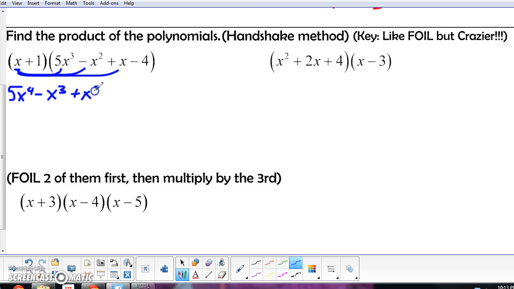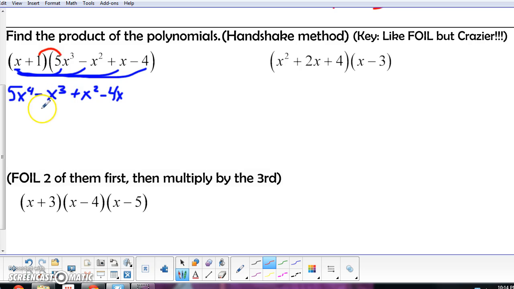And then, so I got to distribute to everybody. Go meet everybody, shake their hand. That's where the handshake method name comes from. And negative 4x here. So x has gone and met everyone, shook everyone's hand, we're good to go. Now 1 has to do the same.